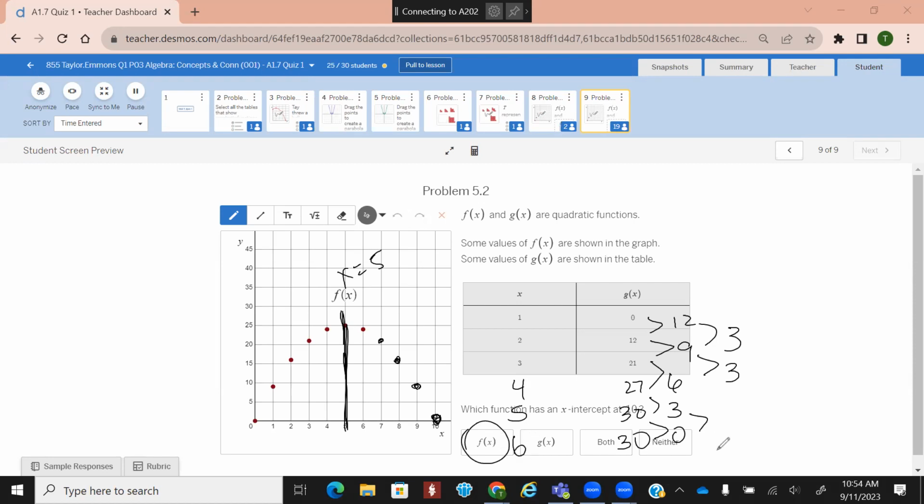So would that have an x-intercept at 10? Well, if we continue down, no, because look at where the vertex is. Vertex would lie somewhere in here, which means if we doubled that, that would be 11. Between 5 and 6, it would probably be about 5.5. Okay, so it would just be f of x.